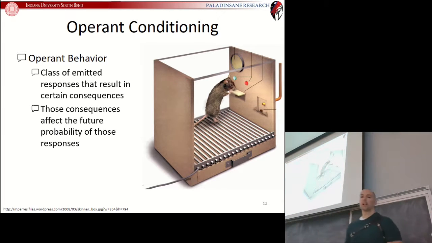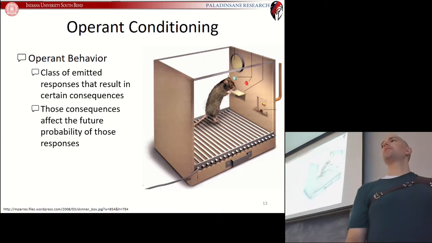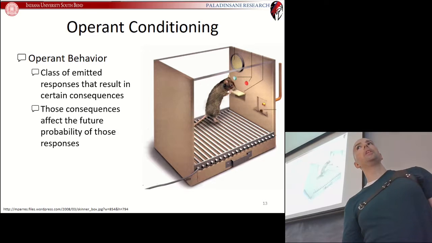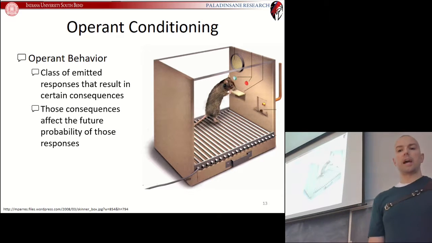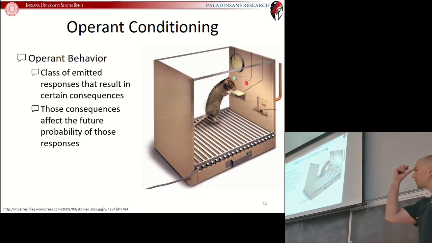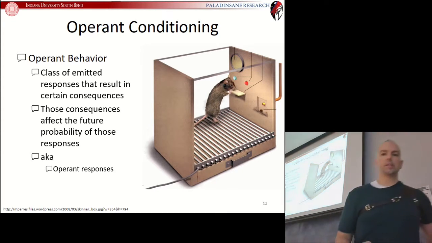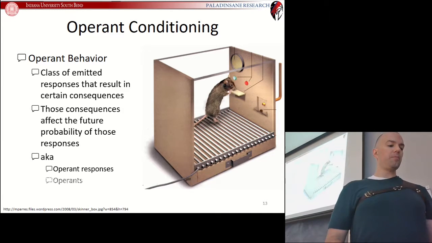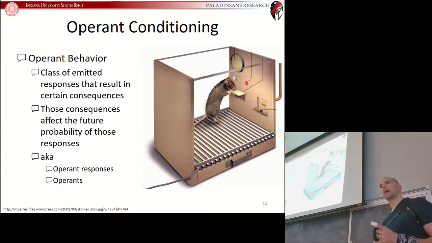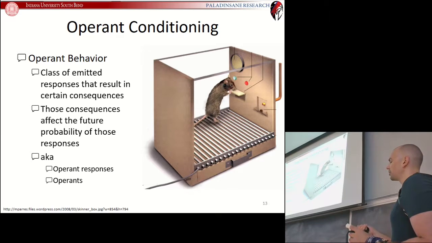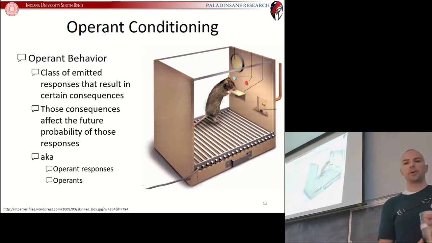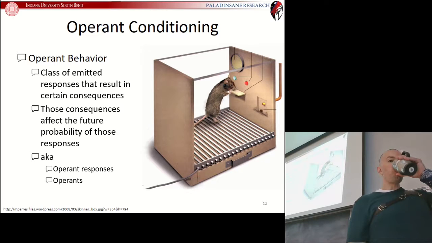That's the operant behavior. And those consequences are what affect the future probability of those operant behaviors, those emitted responses. So the consequences either make those emitted responses go up in probability, or they make them go down in probability. These operant behaviors, you'll also see them referred to as operant responses, or just as operant. We're going to try to keep them consistent and call them operant behavior as much as we can, but don't get confused if you see this in other places and other readings that you're doing.